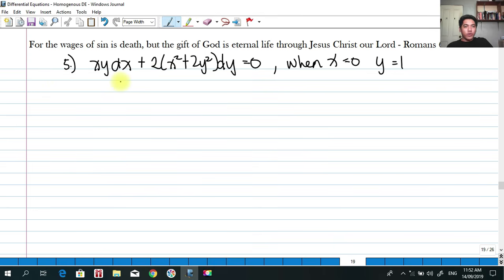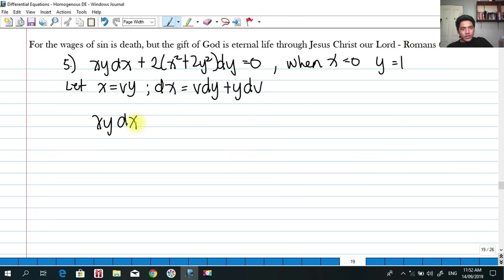Okay? So, down to our last problem. We're going to solve this homogeneous DE with a given condition. As you can see here, M is simpler. So we let x equal vy. Then we have dx that is equal to v dy plus y dv. Rearranging this, I'm going to simplify first by distributing 2 inside the function. So we have xy dx plus 2x squared plus 4y squared dy is equal to 0.